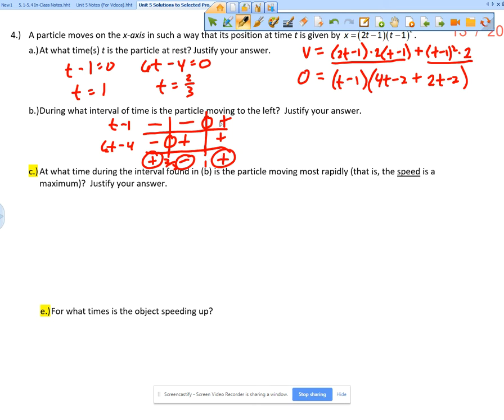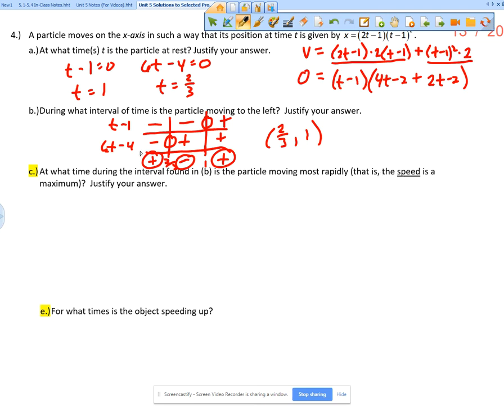All right, so when is the particle moving to the left? From 2/3 to 1. But now it says at what time during the interval found in part B, so between 2/3 and 1, is the particle moving most rapidly? That is, the speed is a maximum.